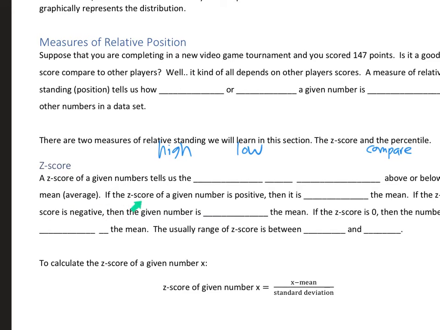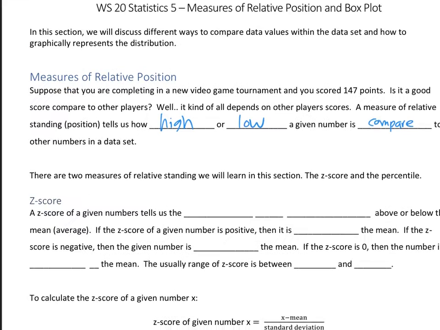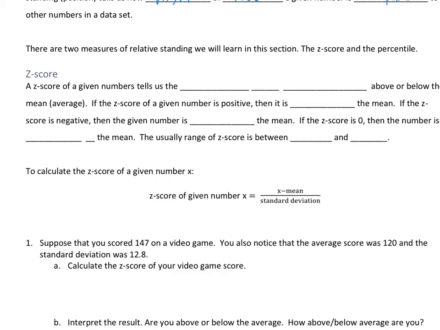Okay, so there are two measures of relative standing or relative position that we're going to learn in this section. The first one is z-score, and then we'll talk about percentile. So first, look at the z-score here. A z-score is a number that tells us the number of standard deviations, I'm being lazy, I'm just writing STD DEV, for standard deviation above or below the mean. So basically I'm comparing my number against the average. Did I do better than the average or did I do worse than the average?